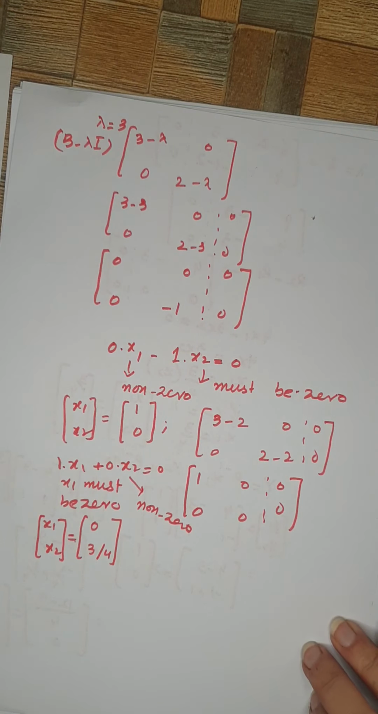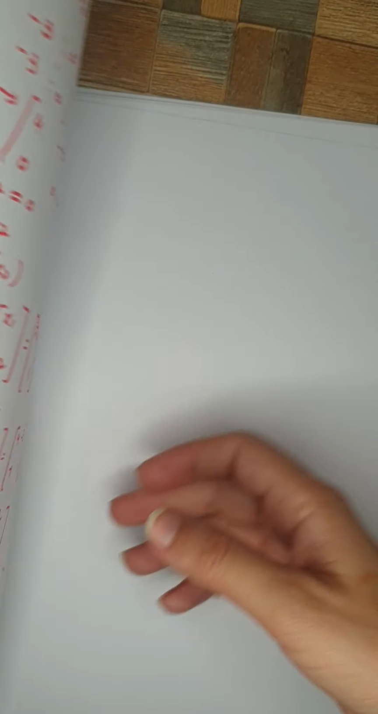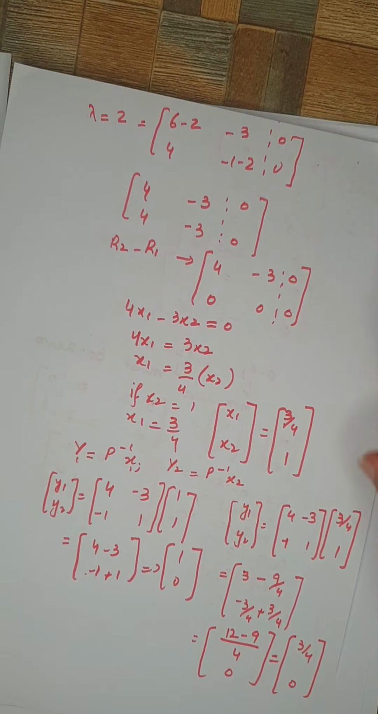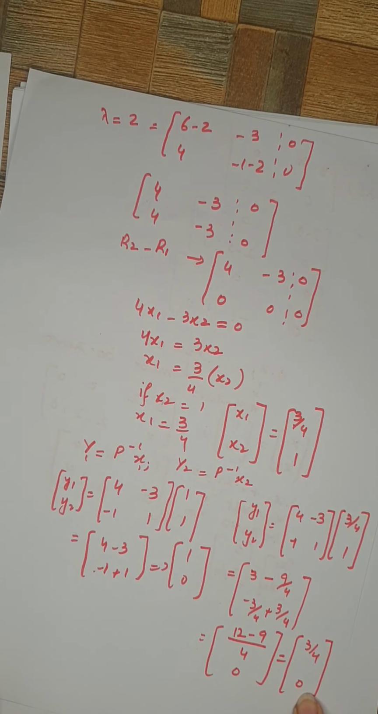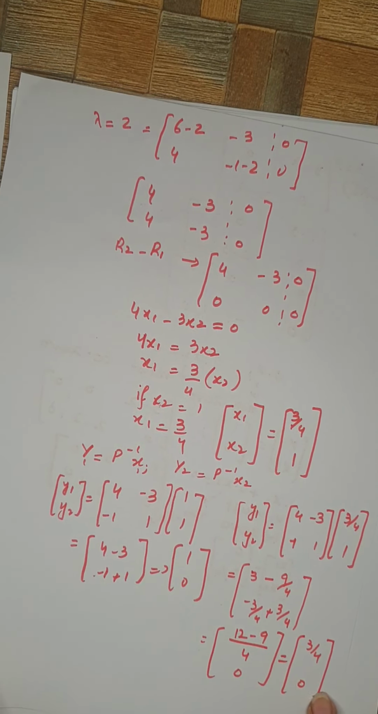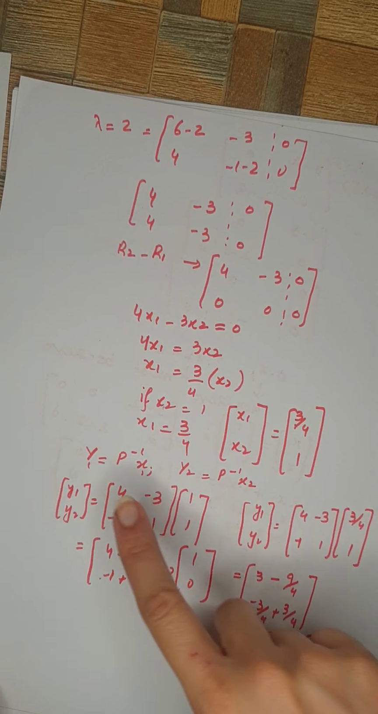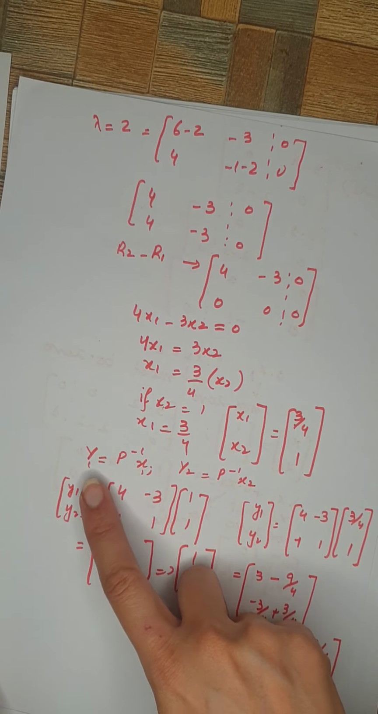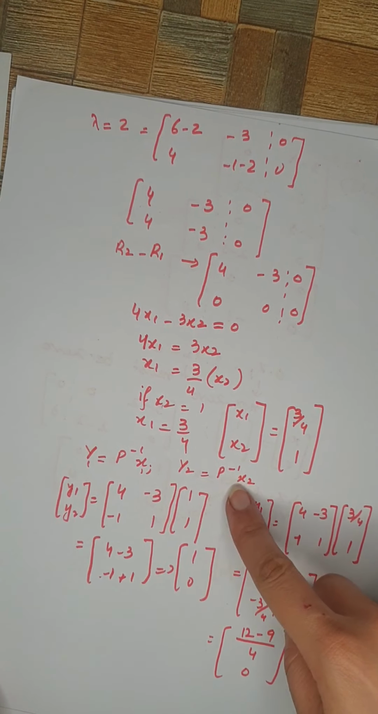Alright, so one vector came out to be 1 comma 0 and the second one is 0 comma 3 by 4. This is actually the verification of our theorem that the eigenvectors of similar matrices are not the same but they are related by the relation y1 is equal to P inverse x1 and y2 is equal to P inverse x2.